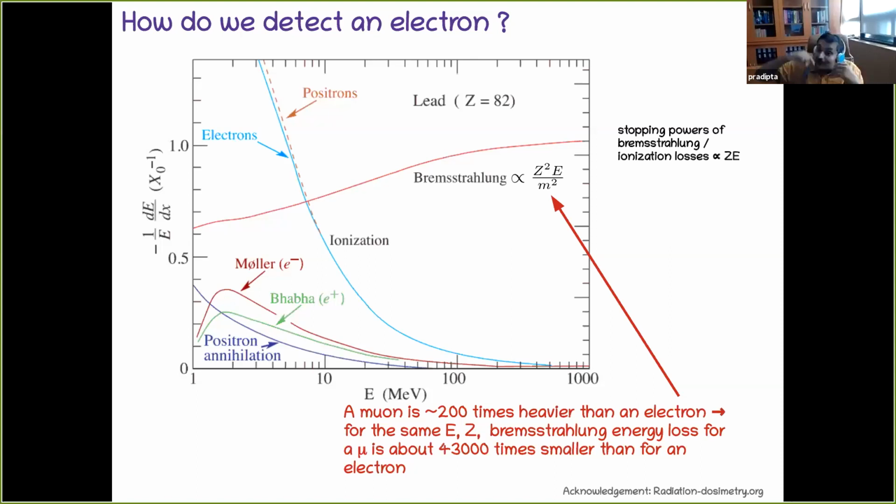The situation is completely different if you consider the Bremsstrahlung, the braking radiation. As I mentioned, it is proportional to Z squared, so it is very good for high Z material. It is proportional to energy, so a high energy particle means more and more radiation, and inversely proportional to mass. So as you can see from this plot, Bremsstrahlung is the main way an electron of sufficiently high energy loses its energy.